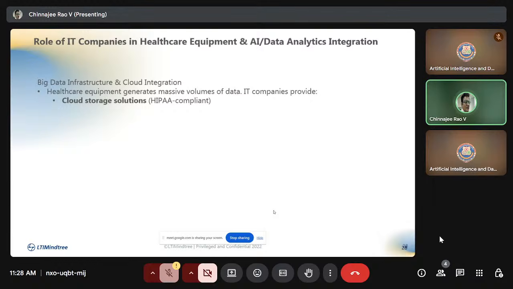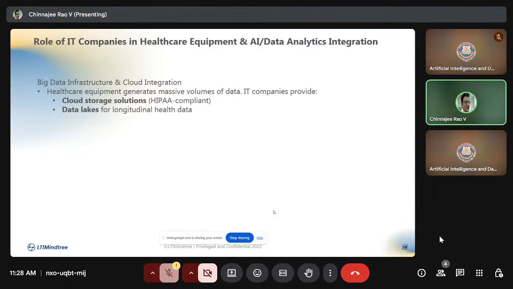HIPAA compliance. HIPAA compliance means if you are storing the data, how genuine the data is. For that, we have to take some ISO certification. Hope you guys are aware of ISO certification, right? Standard. For all the tools, there is some standard, right? Same way for this cloud storage solution, we have to take the HIPAA. HIPAA is the standard. There has to be HIPAA compliance.